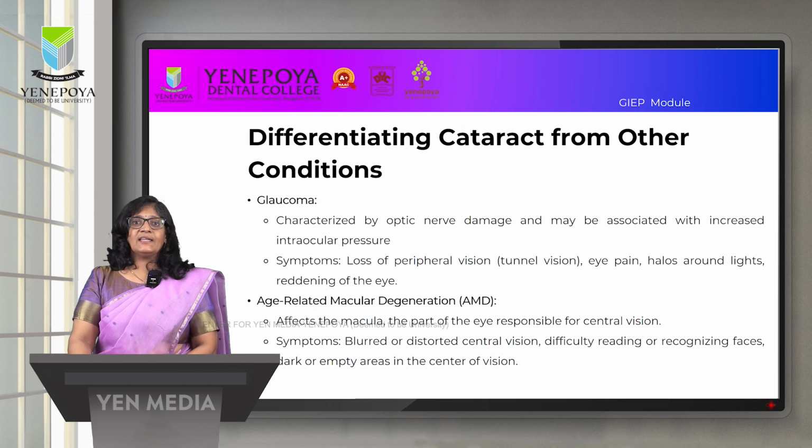The second condition is another condition which is age-related. It is called age-related macular degeneration.